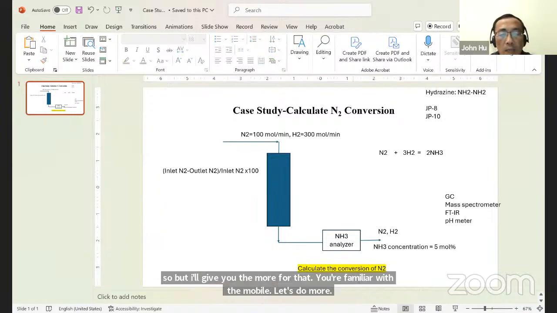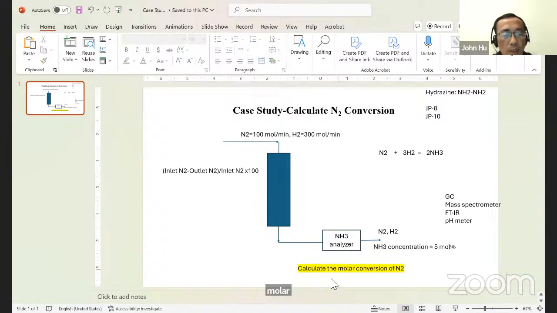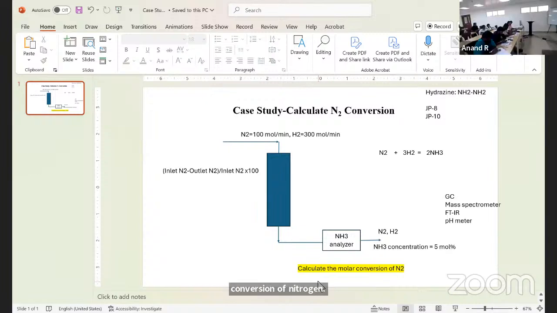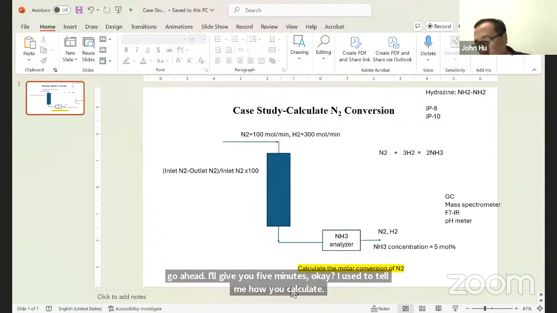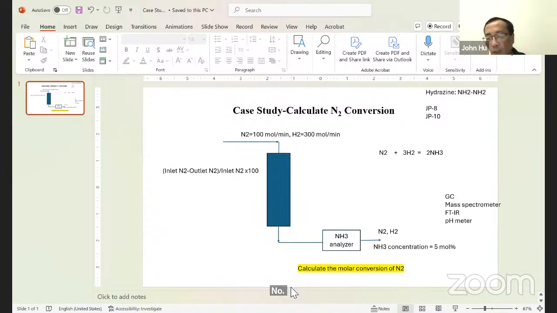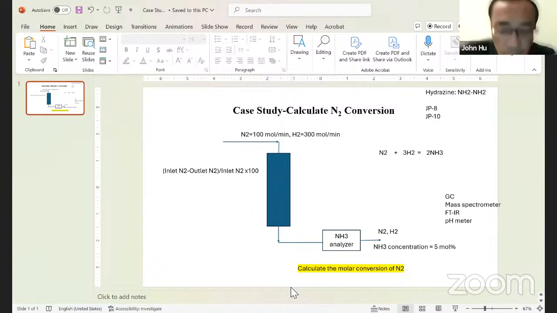So calculate the molar conversion of nitrogen. Is that clear now? Yes, sir. I'll give 5 minutes, and you should tell me how you calculate. I'll be back, I need to take some tea to drink. If you don't have a calculator, I want somebody to describe how you calculate based on it.